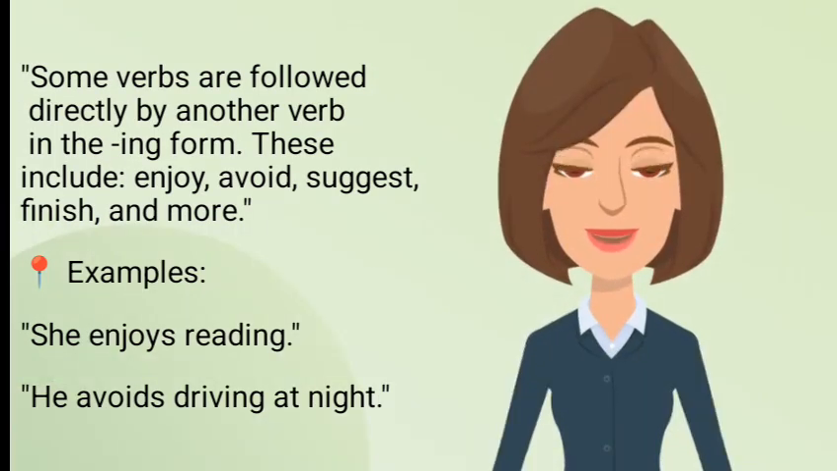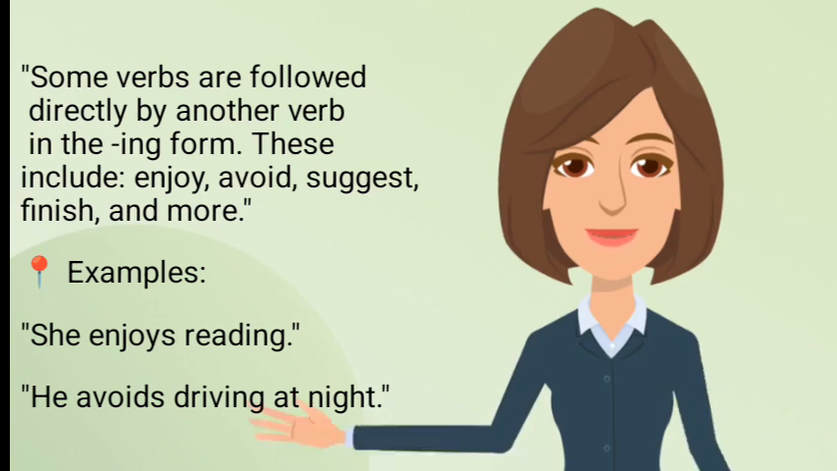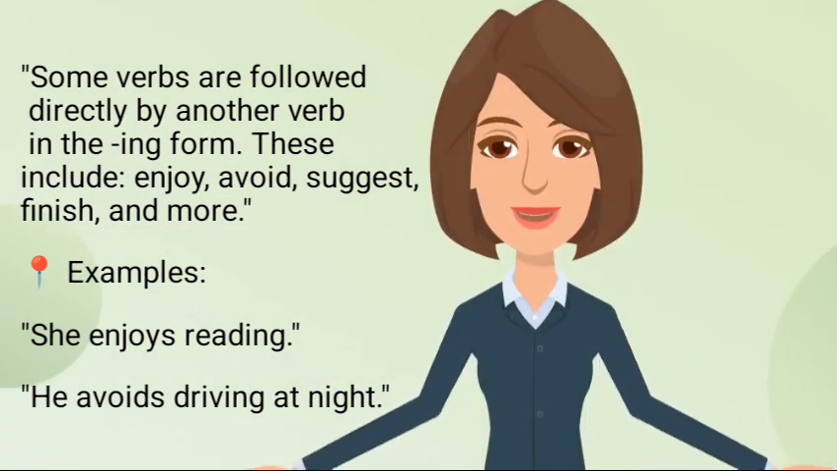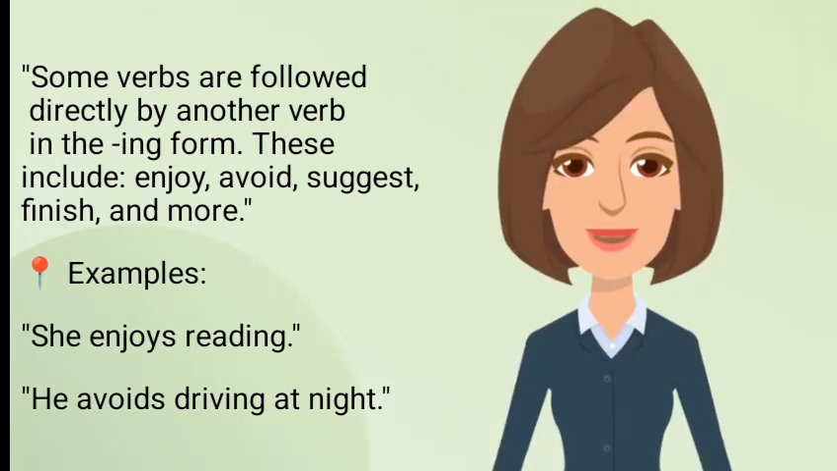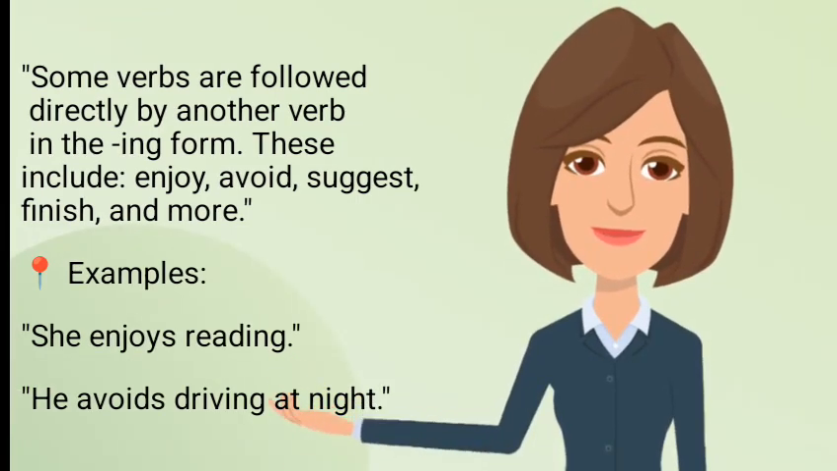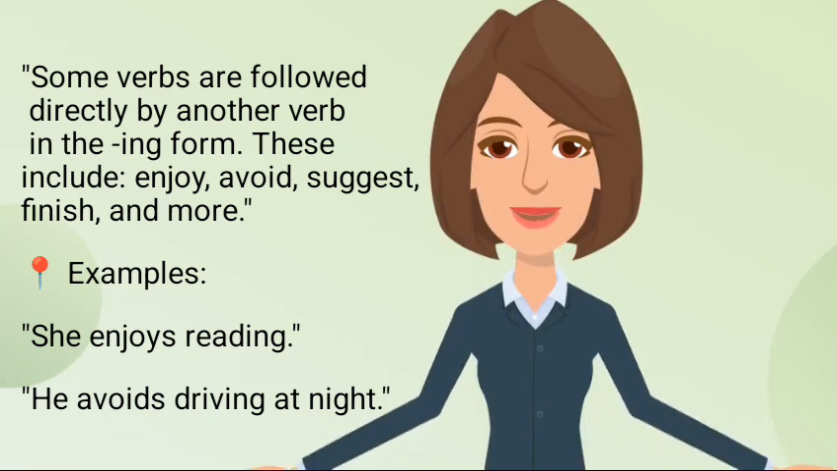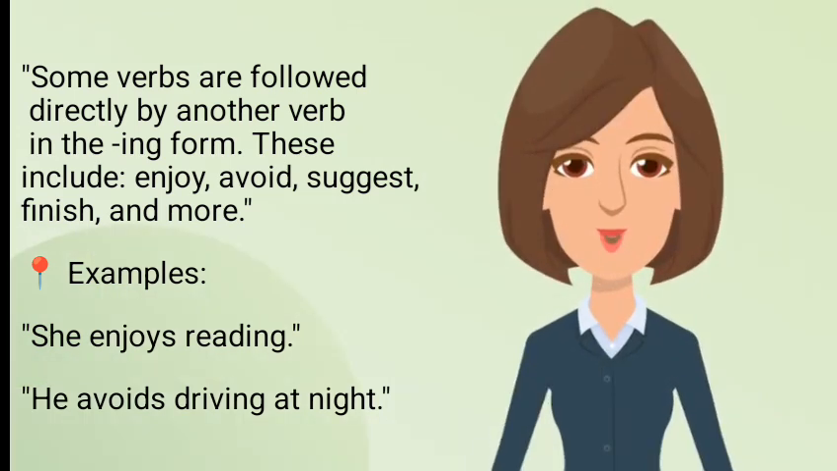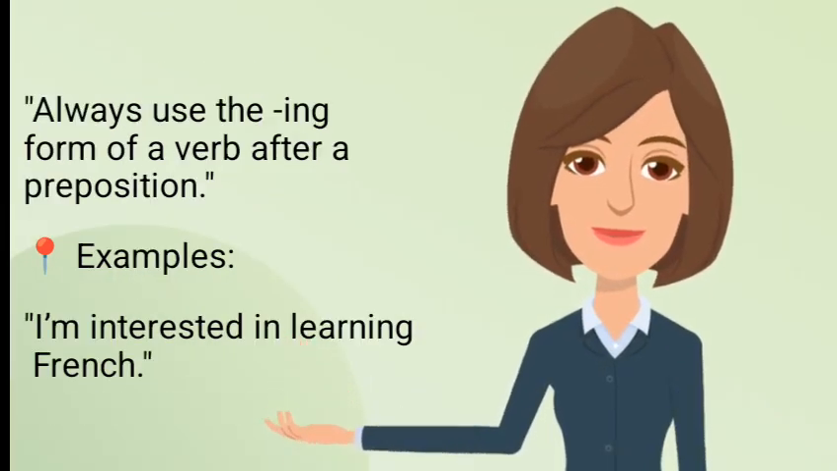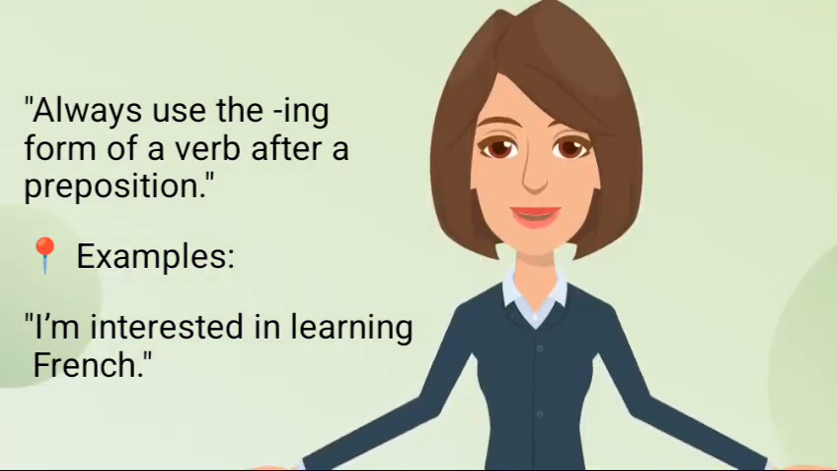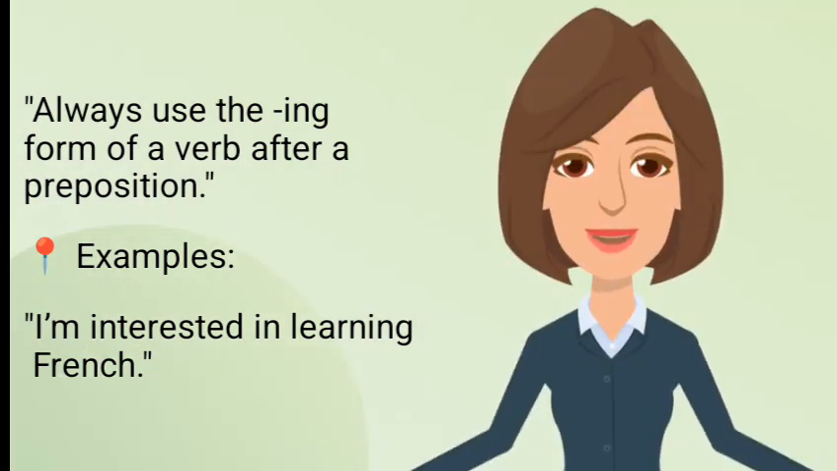Some verbs are followed directly by another verb in the ing form. These include enjoy, avoid, suggest, finish, and more. Examples: she enjoys reading. He avoids driving at night. Always use the ing form of a verb after a preposition. Example: I'm interested in learning French.